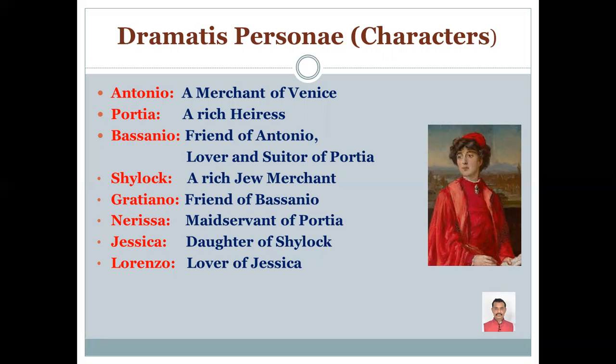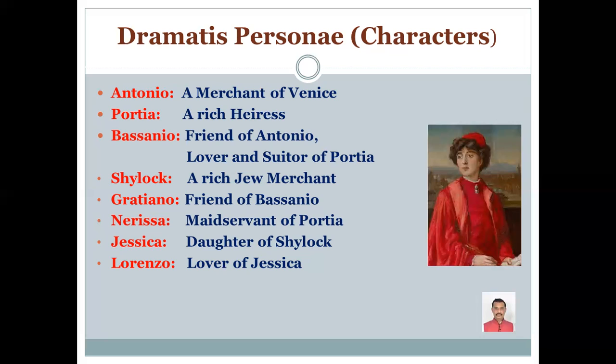At the same time, he is also a suitor of Portia. He is the man who wants to try his luck in the lottery of caskets. He is in love with Portia, and he wanted to get married to Portia. Another important character is Shylock. Shylock is a rich Jew merchant who is living in the Christian country, in Venice. And in Venice, he is doing his business.